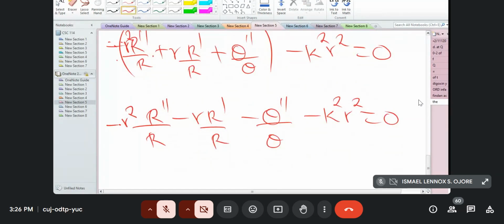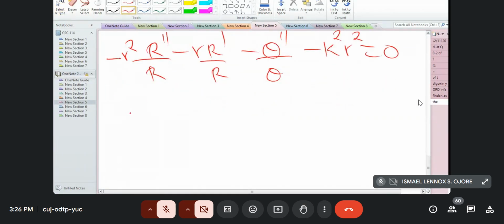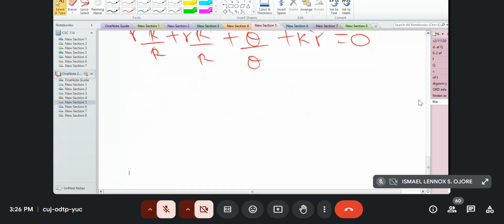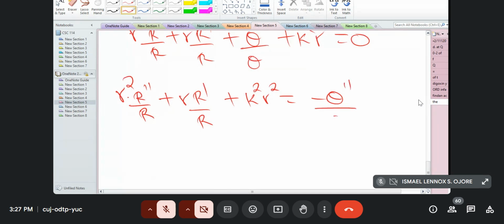Minus r squared, R double prime over R. This is equivalent to r squared, R double prime over R plus R prime over R plus theta double prime over theta plus k squared r squared equals 0. We wish to separate the function of r from the function of theta. So we take theta to the other side. We have r squared, R double prime over R plus R prime over R plus k squared r squared equals minus theta double prime divided by theta.